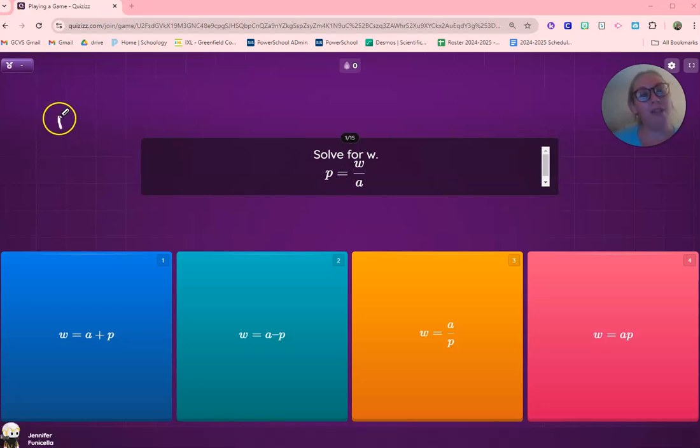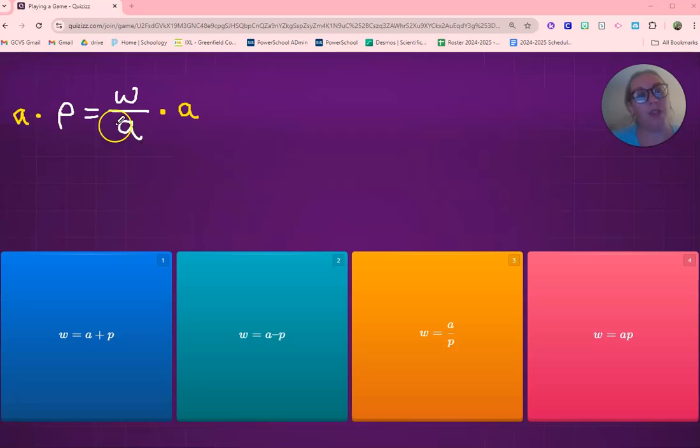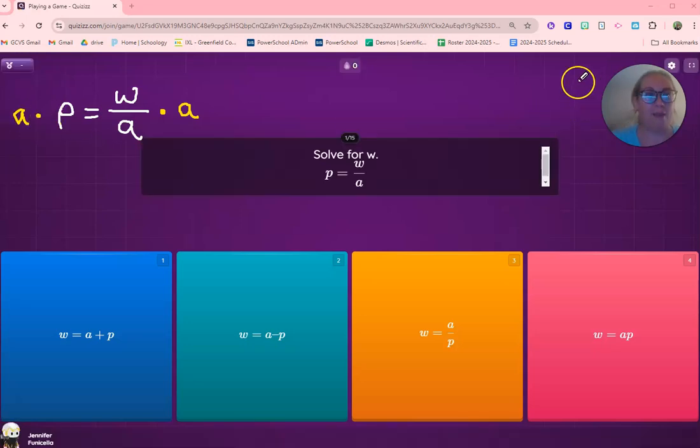So we have this first formula of P equals W divided by A, and it wants us to solve for W. So to do that, we need to get W completely alone. So we want to get rid of this divided by A that we see here. Opposite operation is going to be multiplying. So we will multiply both sides of our equation by A.